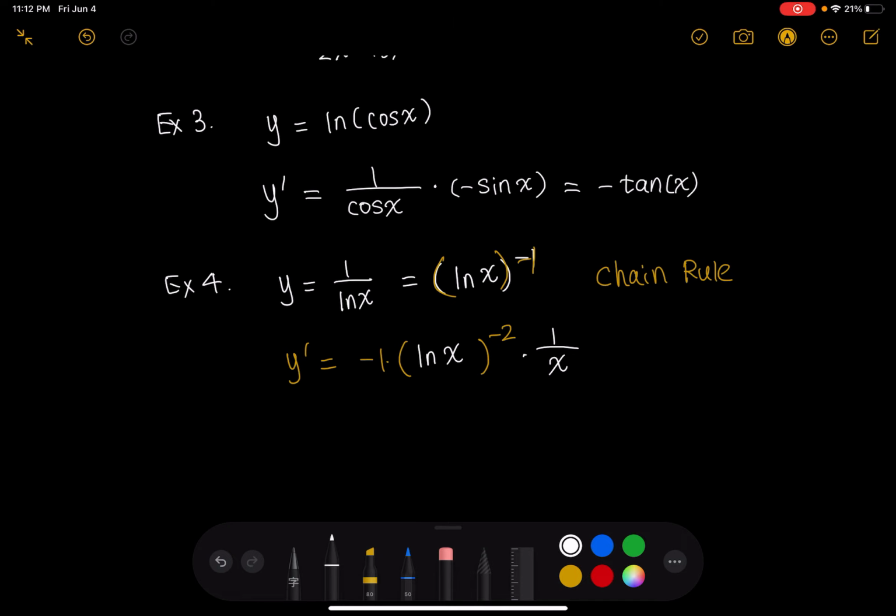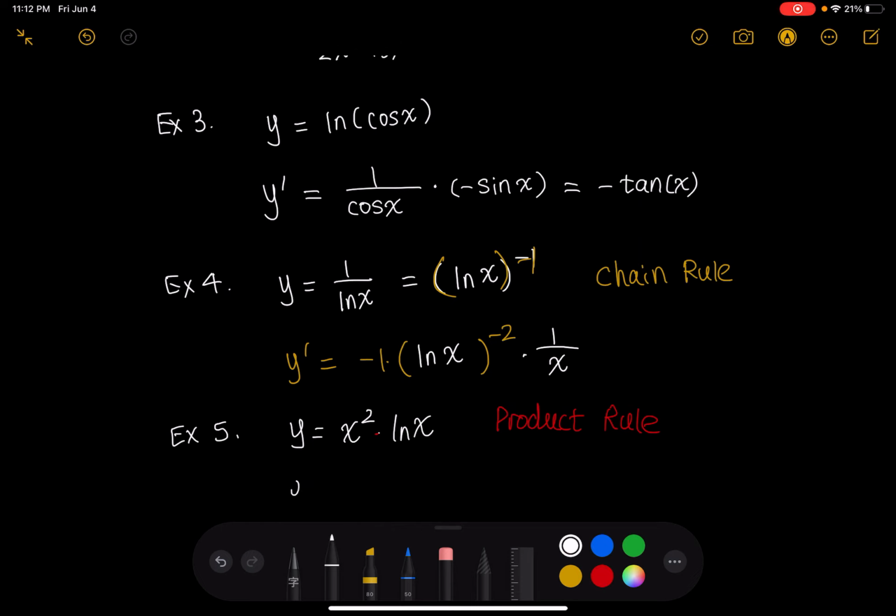So now example 5. Okay, what about this one? X squared times ln of x. So now it's a multiplication. So you will use the product rule.